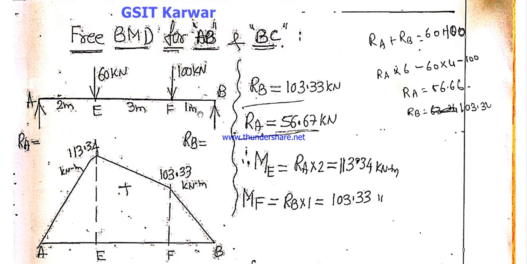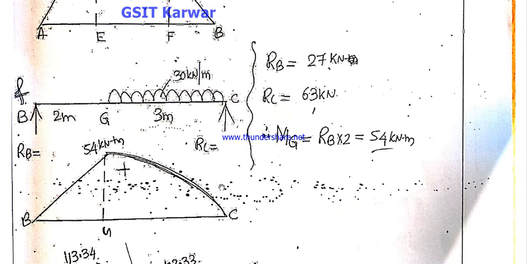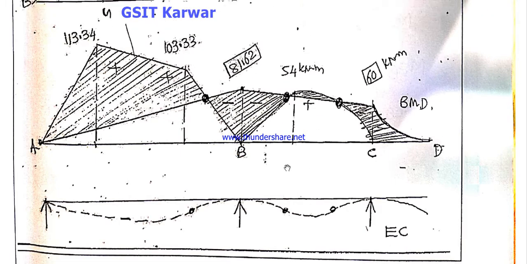This is the free bending moment diagram. For calculating this, directly use the reaction for calculating the free bending moment diagram. So the free bending moment value. Okay, and here for UDL you can use this formula. And finally you can draw the bending moment diagram like this.